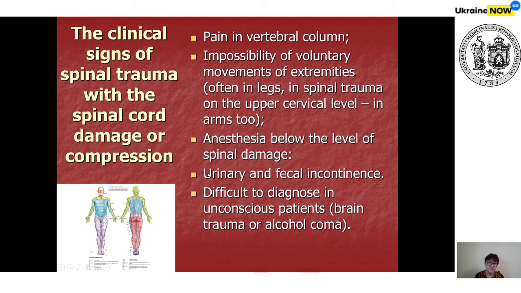The clinical signs of spinal trauma with the spinal cord damage or compression. Pain in vertebral column, impossibility of voluntary movements of extremities, often in legs, but in spinal trauma in upper cervical level, it can be present in arms too. Anesthesia below the level of spinal damage, urinary and fecal incontinence, difficult to diagnose in unconscious patients in brain trauma or alcohol coma.